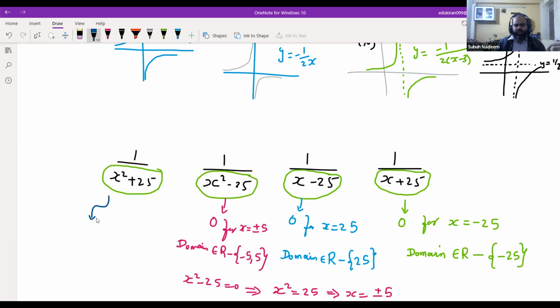Now this first one I'm doing last, because this is the answer. Can this x square plus 25 be 0? It can never be 0. Because if you want to make it 0, you will say that x square is equal to minus 25. But any real number, when you square it, cannot be negative. So x square plus 25 is not equal to 0 anywhere. So here domain is whole real number. You have not to eliminate anything. So this is your answer.